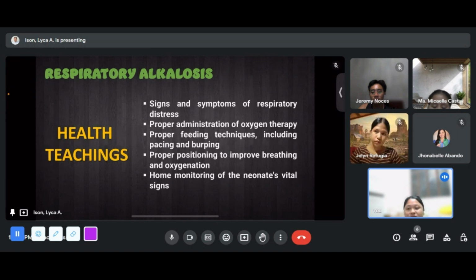So the health teachings for respiratory alkalosis is look for the signs and symptoms of respiratory distress, proper administration of oxygen therapy, proper feeding techniques, including pacing and burping, proper positioning to improve breathing and oxygenation, home monitoring of the neonate's vital signs.